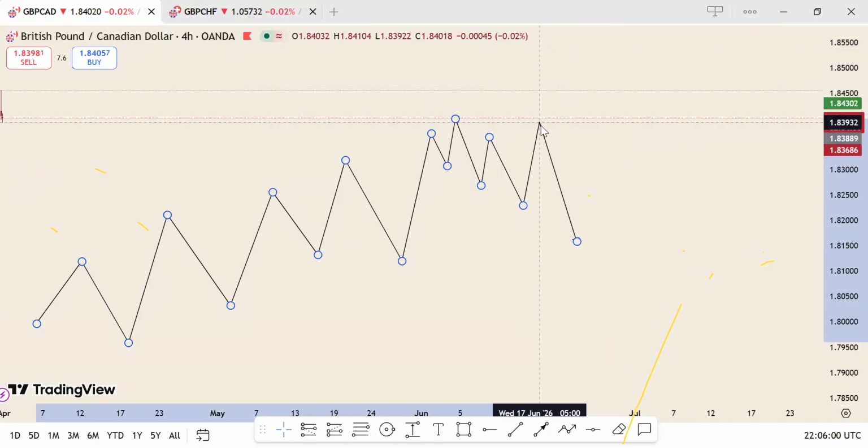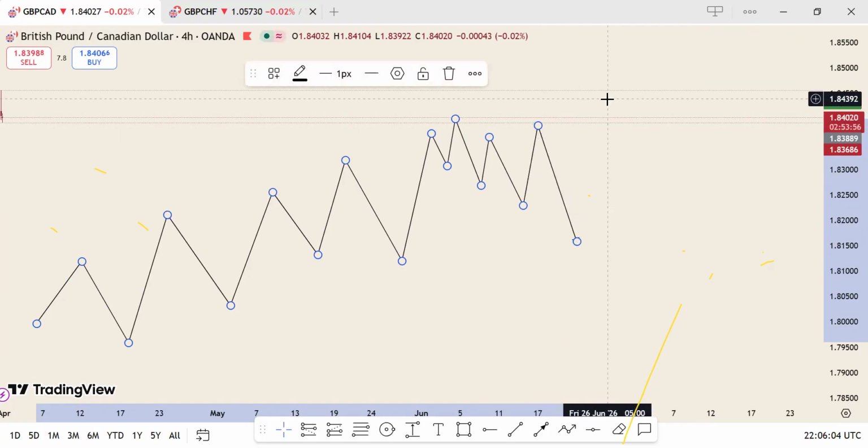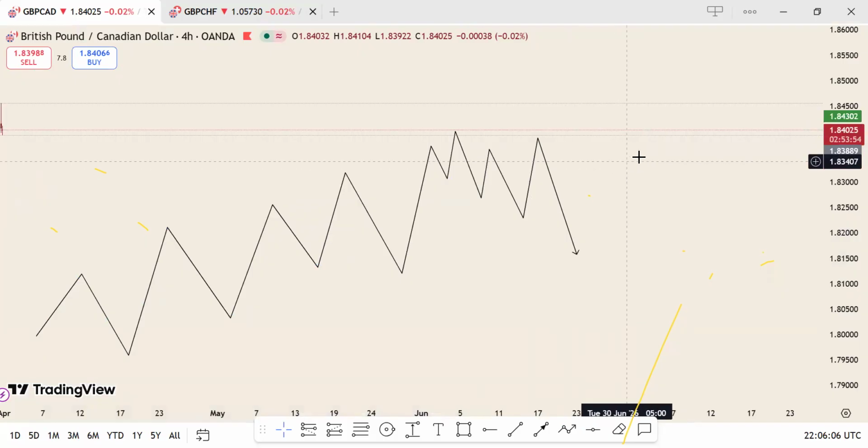Now there is a cheat code for knowing when your counter trades are about to play out, and it's called confirmation.